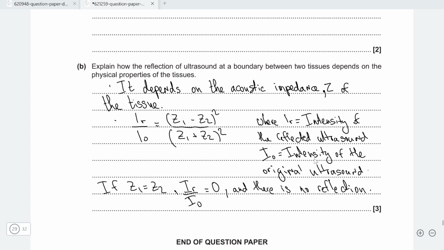So this is the governing equation, which tells us essentially, depending on the two acoustic materials, how much of the ultrasound will be reflected. Now, notice that if Z1 is equal to Z2, this expression just turns to 0, therefore there is absolutely no reflection.